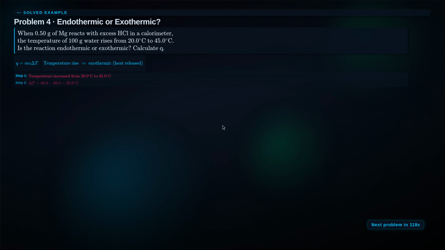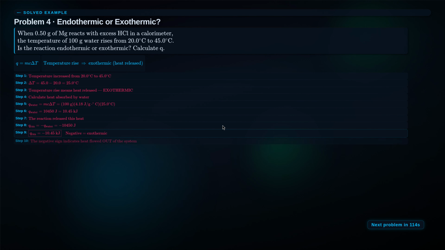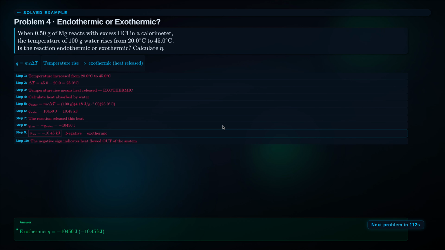Problem 4. Endothermic or exothermic. When 0.5 grams of magnesium reacts with excess HCl in a calorimeter, the temperature of 100 grams of water rises from 20 degrees to 45 degrees Celsius. Is the reaction endothermic or exothermic? Calculate Q.